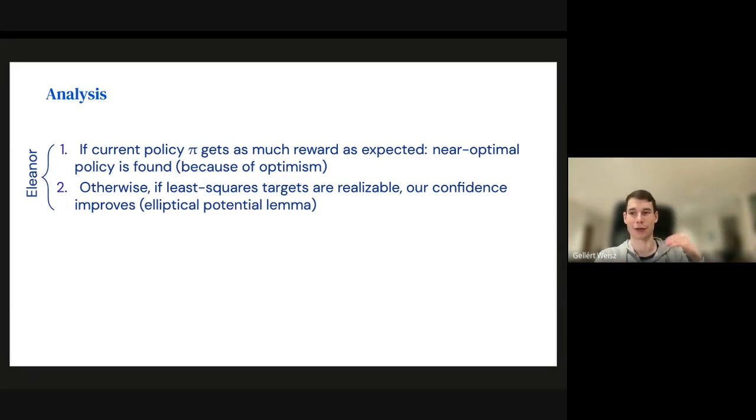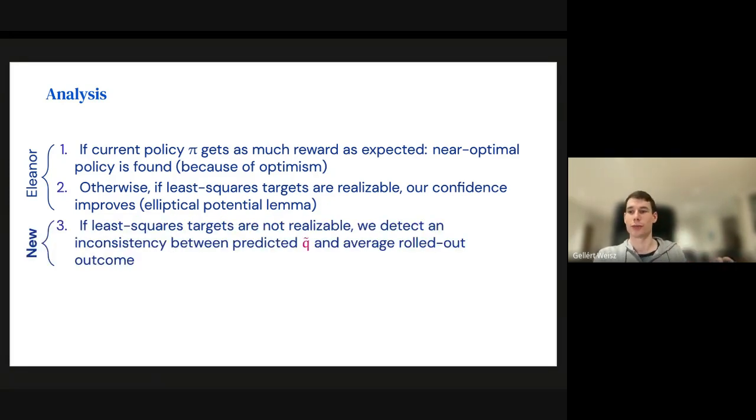I won't go into more detail, but I want to focus on the third condition, which unfortunately we have because of these Q tildes. Even though we did try to skip over some low range states, we may not have skipped over all of them. So it might be the case that the Q tildes we are trying to predict with linear least squares are not actually linearly realizable at all. The problem doesn't come from a confidence set being too large, but from the fact that the underlying quantity we try to realize is not actually realizable. In these cases, we need to detect an inconsistency between the predicted Q tildes and the average rolled out outcomes, and we need to learn from that. Then we argue that this condition 3 also only happens a bounded number of times, so eventually condition 1 still has to happen. That's the new part of the analysis.